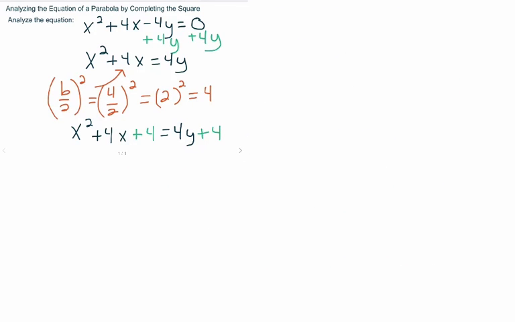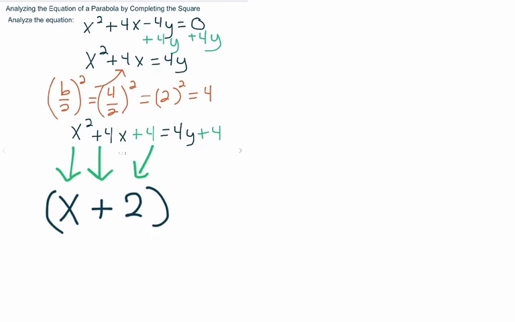To quickly factor a perfect square trinomial, you can simply take the square root of the first term, the square root of x squared equals x, take the sign following the first term, in this case it's positive, take the square root of the last term, and then square the resulting expression. So x squared plus 4x plus 4 factors to x plus 2 squared.